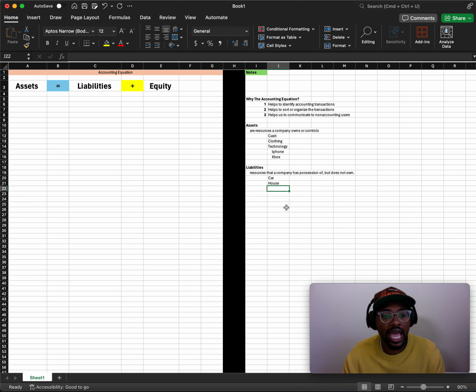You want to write this down? A house. A house is another example. Come on, you talk about generational wealth. They say, hey, buy a home if you want generational wealth.